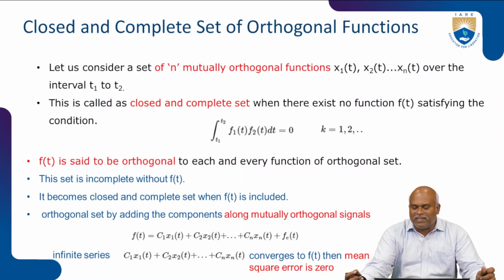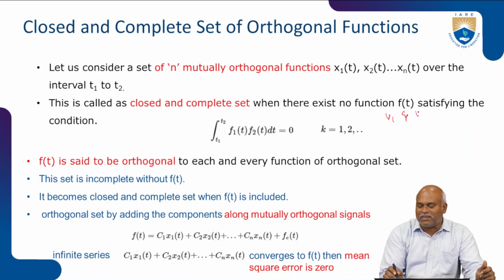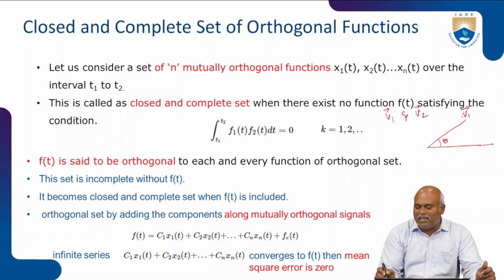Last class we studied vectors. We took two vectors, one represented as V1 and another represented as V2. The V1 vector has some angle of incidence. Then this is represented as the V2 vector.